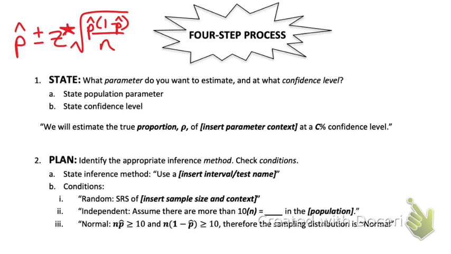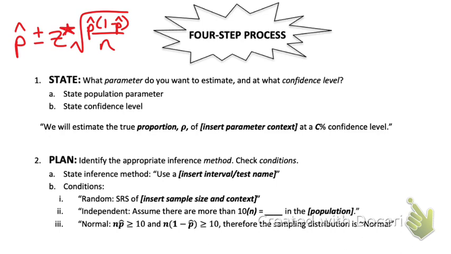Today, we're going to put all of this together, and we are going to do our first full statistical inference procedure. I know. It's exciting. Are you ready? To do a full statistical inference procedure, there are 4 steps. The 4-step process is state, plan, do, conclude.